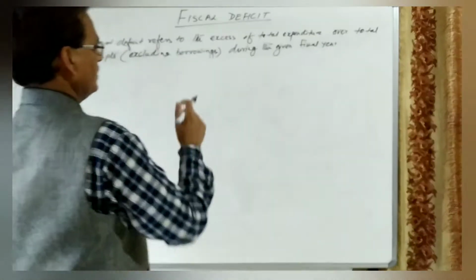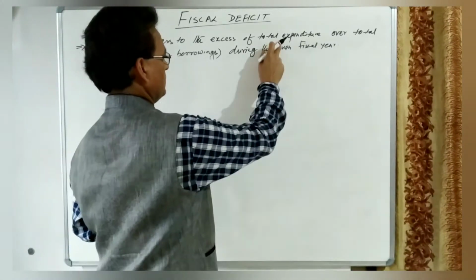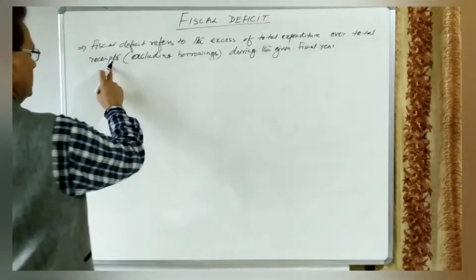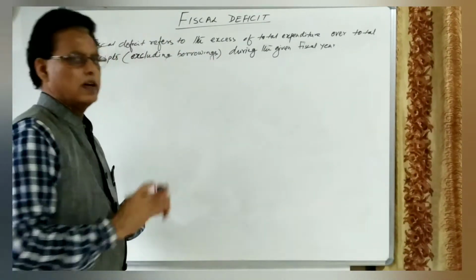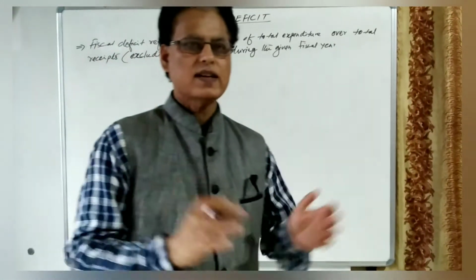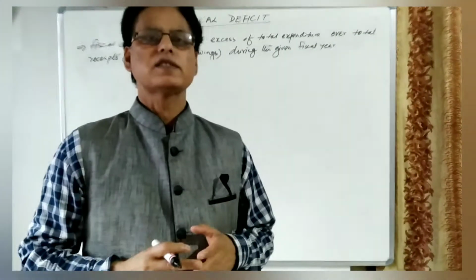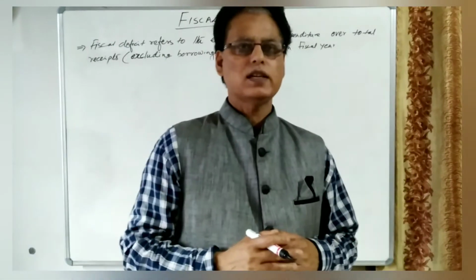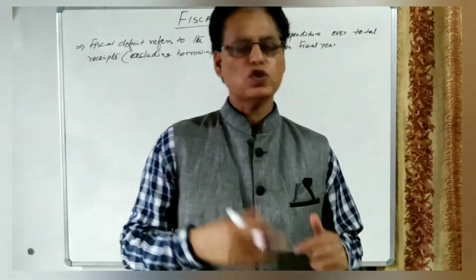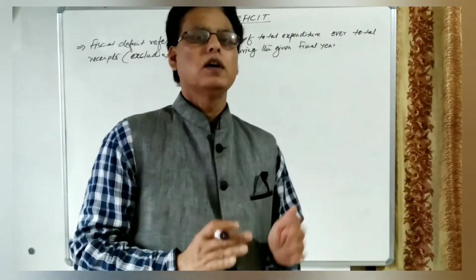Fiscal deficit refers to the excess of total expenditure over total receipt, excluding borrowings, during the given fiscal year. It means this fiscal deficit is the difference between the total expenditure and total receipt, excluding borrowing. Excluding borrowing means except borrowings.